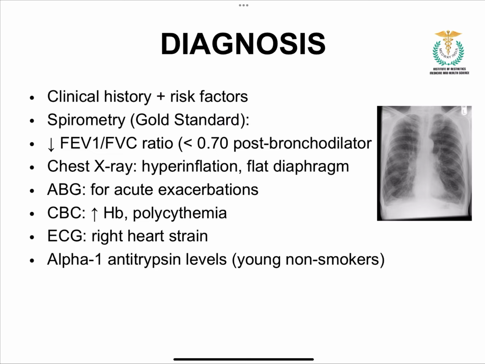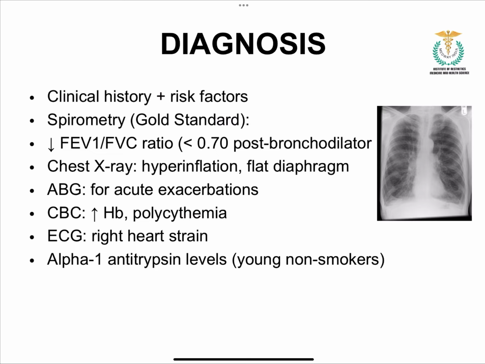CBC, in CBC you can see increased Hb and polycythemia. And genetic testing also, to see the alpha-1 antitrypsin levels, for the young and non-smokers. And ECG, while taking ECG you can see right heart strain. So these are the diagnostic tests you have to see while diagnosing the patient. And the key point here is spirometry, that is the gold standard.